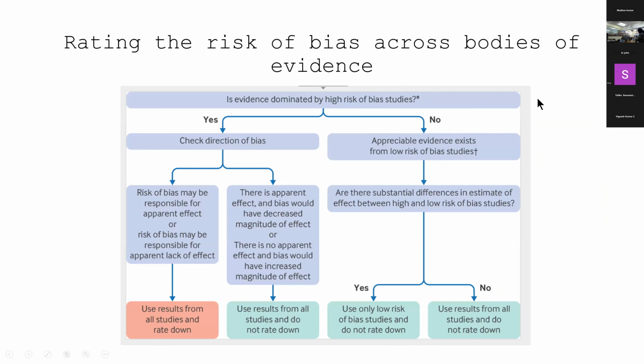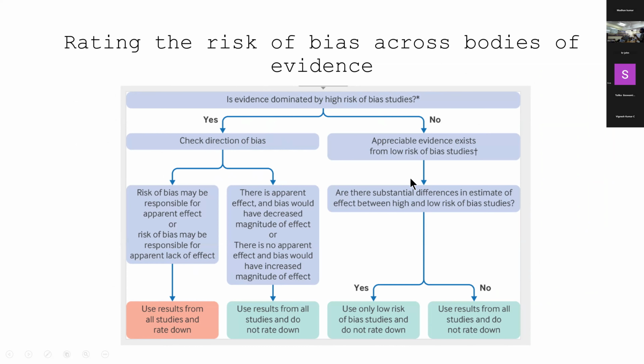Now, finally, once you've segregated the trials as high risk and low risk, how do you overall rate your evidence, your systematic review? The first question to ask is: is the evidence dominated by high risk of bias studies? Suppose almost 60% of your weight is coming from high risk of bias studies. The next question is to use the results of all the studies and rate it down. There is one nuance here, which I'll explain. That is the direction of the bias.